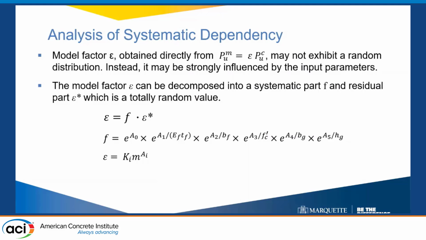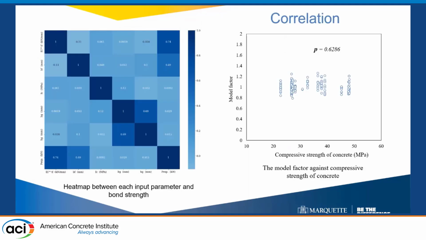So to find the systematic part, actually, we use a multi-nonlinear regression to fit it. And we use a power function. Actually, we have different options. We can use different exponential or others to fit it. Actually, before we fit that or try to find a dependency, we need to check the correlation. So here we check the correlation between the input parameters and the prediction value.